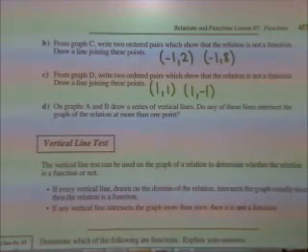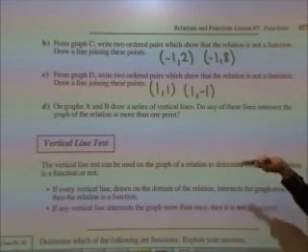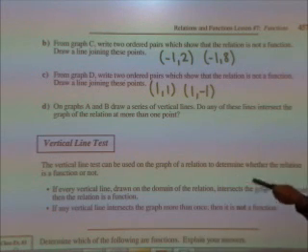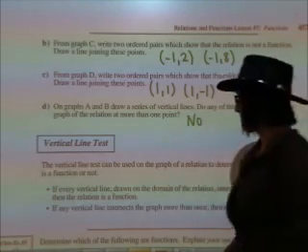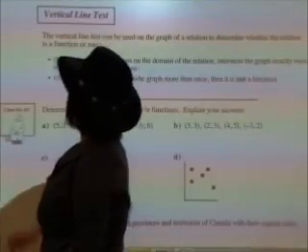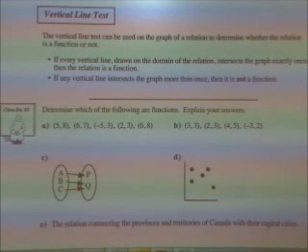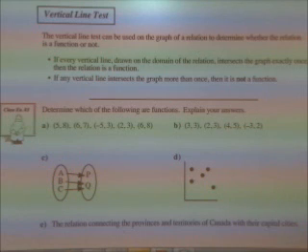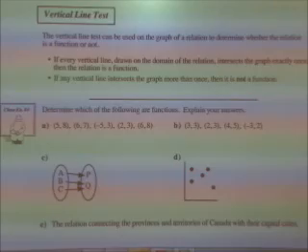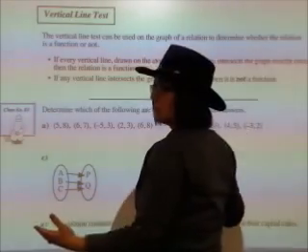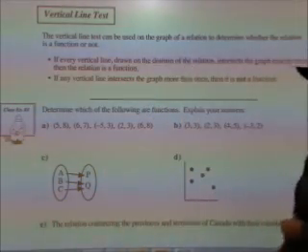Oh, and the answer to question D, on graphs A and B, if I draw a series of vertical lines, do they intersect the graph at more than 1 point? No. So the vertical line test is the test that can be used on the graph of a relation to determine whether or not it's a function. If every vertical line drawn on the domain intersects with the graph exactly once, then it is a function. If it intersects the graph more than once, then it is not a function. So that's the easiest way to tell if a graph is a function.